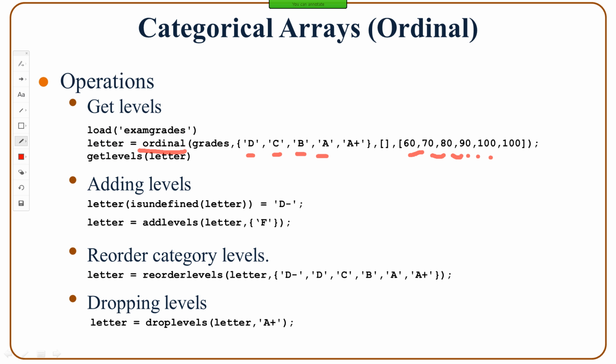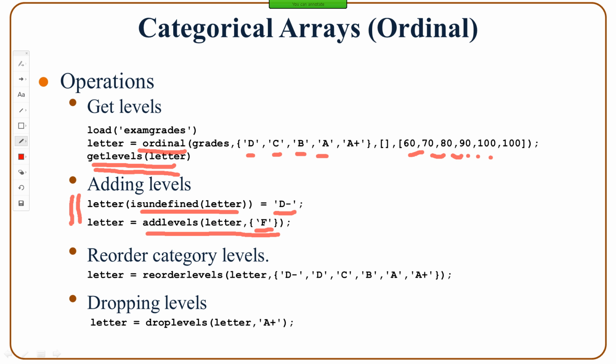This is how you can add levels to any ordinal array. The first line stores this grade to elements that are actually undefined, and the second adds a new level, which is F. Levels can be reordered using reorderlevels, and can be dropped using droplevels, and this is similar to the nominal arrays.